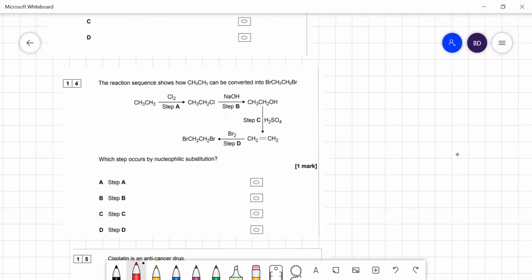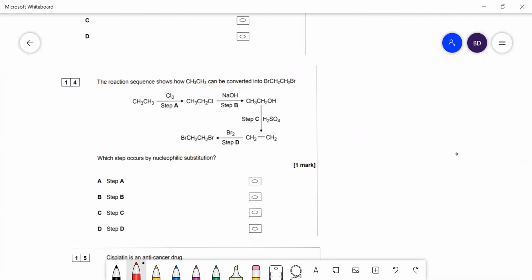Question 14, a reaction sequence. Okay, but we just got to look out for the one which occurs by nucleophilic substitution. Well, this first step is free radical. That's not it. Free radical, and you need UV light for that. Here, though, step B, OH minus. Right, that's a nucleophile, and you've got a delta positive on the carbon there, which is attached to the chlorine. So that is nucleophilic substitution. That one. Step C is dehydration. And step D is electrophilic addition. So the answer is B.